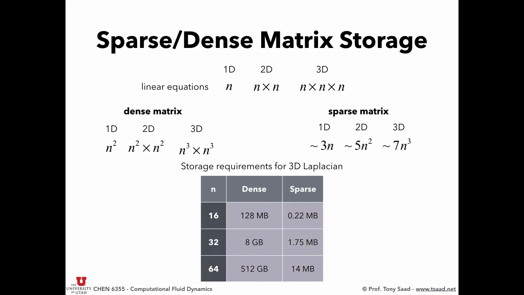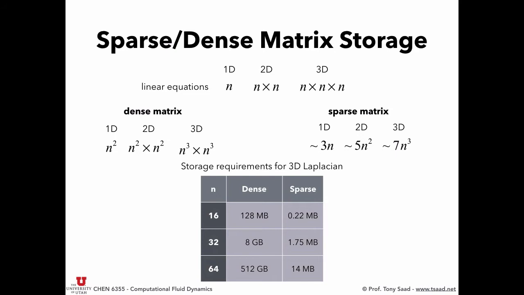For a 32 cubed grid, storing all the entries, including the zero entries, for a dense matrix takes 8 gigabytes. Your Python is going to crash. It won't let you do it. But for a sparse representation, it takes 1.75 megabytes. Now you see the wisdom behind using sparse storage. Why do we need to store the zero entries? So now you see why this is very costly.